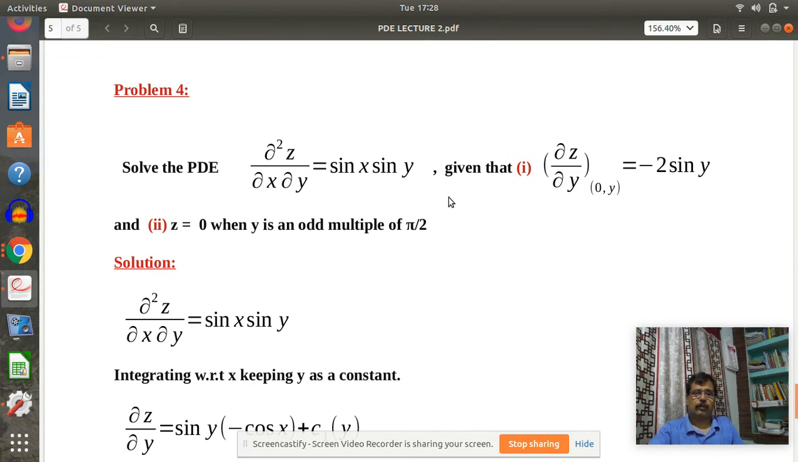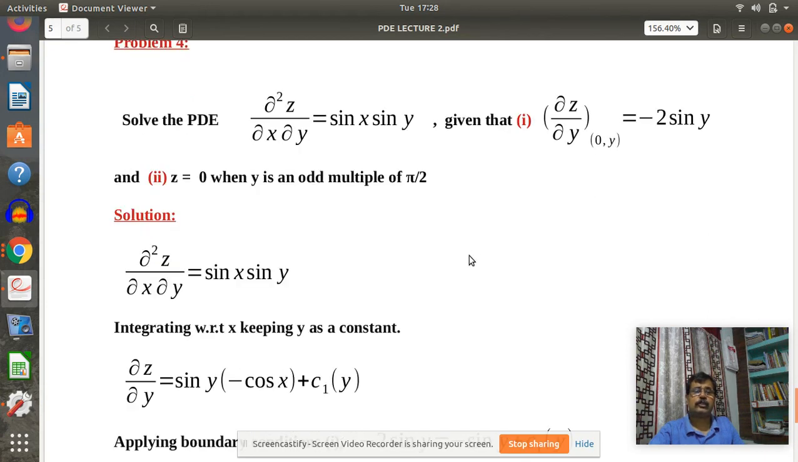Anyway, one more problem we have, that is, solve the partial differential equation ∂²z/∂x∂y equal to sin x into sin y. Given that ∂z/∂y at x equal to 0 is equal to minus 2 sin y, and z equal to 0 when y is an odd multiple of pi by 2.